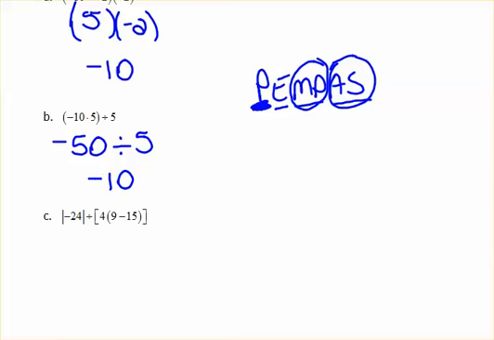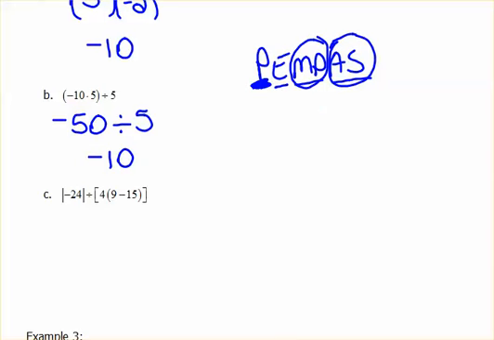Now here we have one that looks a little bit more complicated, but it's really not that horrible. Let's just do things one at a time. So remember, we have our grouping symbols. Absolute value acts like a grouping symbol. So the absolute value of negative 24, we went over that in the last section. This is the distance from 0. So how far is negative 24 from 0? That would be 24 units.